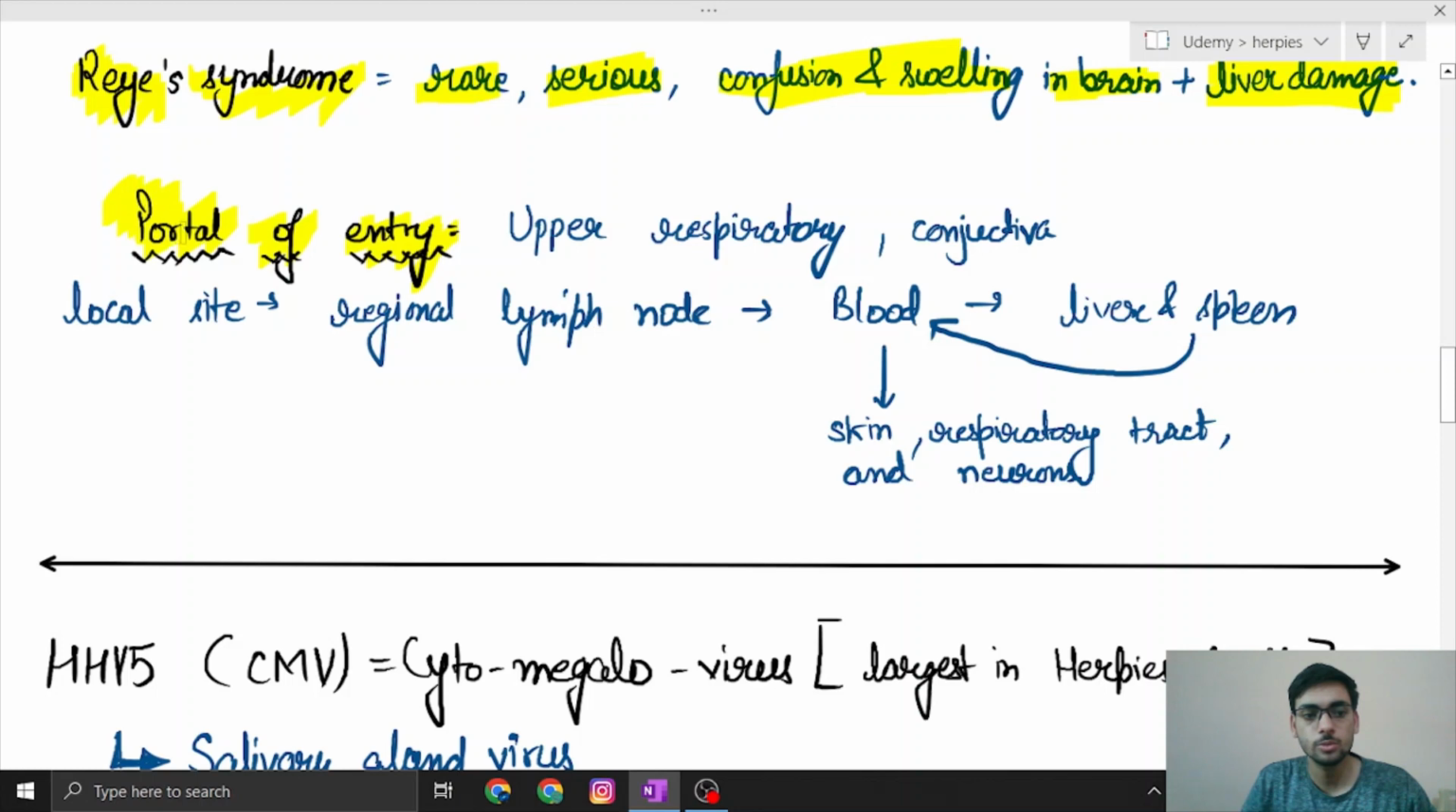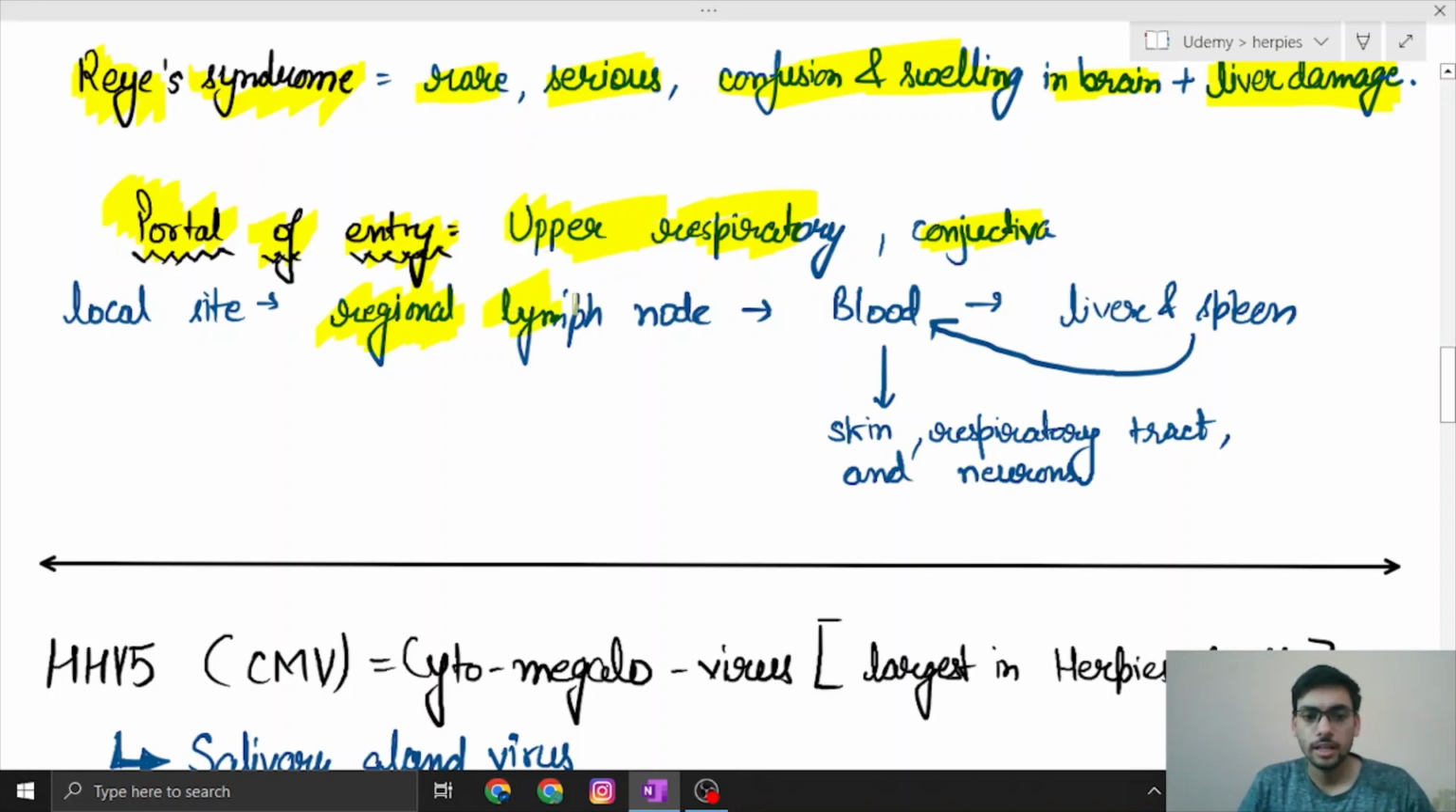Now let us talk about the portal of entry for this varicella zoster virus. A portal of entry is the entry point from where the virus enters into our system. Its portal of entry is the upper respiratory tract and conjunctiva. Upper respiratory tract, you know, respiration. Conjunctiva is through the eyes.